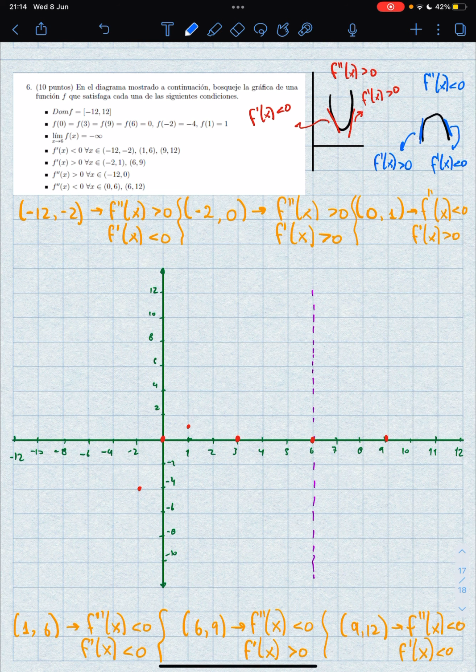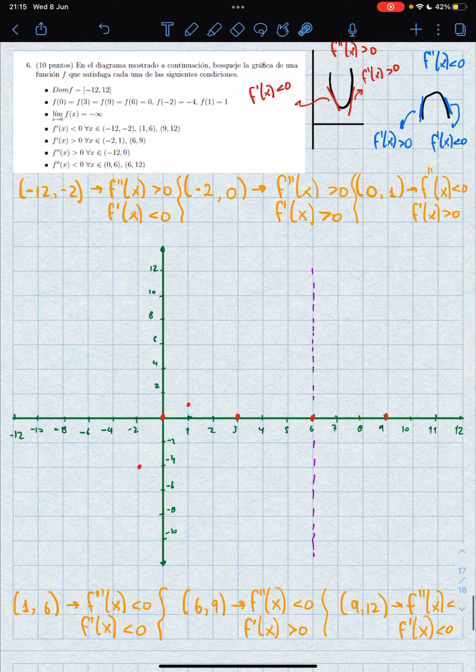Good. What you have to do here, first of all, is try to read what they're telling us. This is the domain. So the graph is going to be from minus 12 to 12 in the x-axis. These are the zeros of the function. So you just put them as points. For example, f of 0 is 0. f of 3 is 0, f of 9 is 0, f of 6 is 0. Then f of minus 2 is equal to minus 4, and f of 1 is 1.